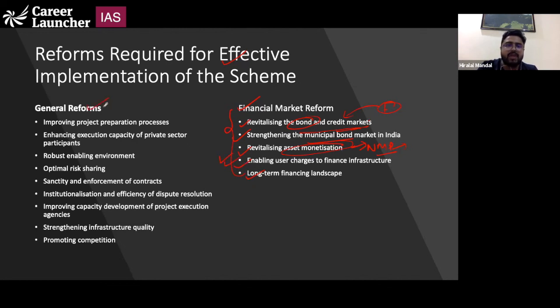It has also suggested general reforms, especially when it comes to ease of doing business. It suggests strengthening infrastructure quality, promoting competition, enhancing capacity development of project execution agencies, and institutionalization and efficiency of dispute resolution, as we have talked about. Similarly, enforcement of contracts, an important aspect of ease of doing business, must be put in place. Other things have also been mentioned so that the private sector gets due participation in this program.